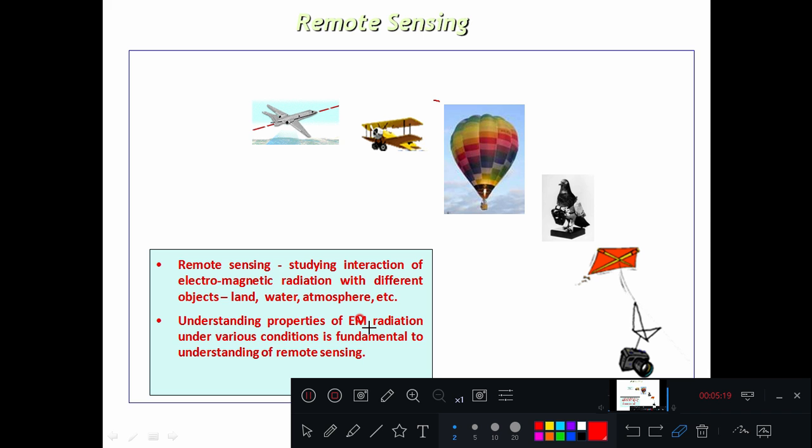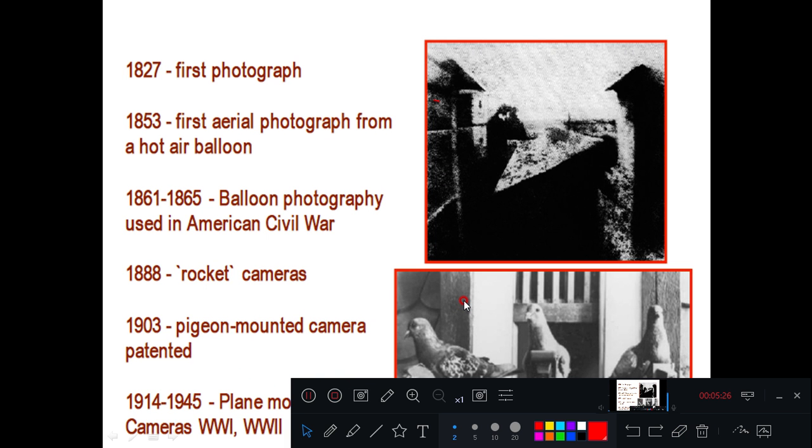To understand the remote sensing processes, we must know the electromagnetic radiations. A little about the history of remote sensing: the first photograph was taken in 1827. In 1853 the first aerial photograph from a hot air balloon was taken. Then this technology was used in the American Civil War in 1861-65. In 1888 rocket cameras came up. In 1903 the pigeon mounted cameras were patented, and from 1914 to 1945 onwards we started using plane mounted cameras.